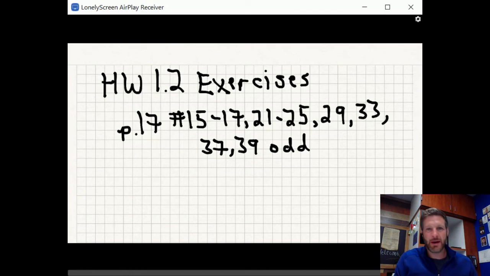We're going to do a smattering of these problems. The exercises for this assignment are page 17, 15 through 17, 21 through 25, 29, 33, 37, and 39, all odd, of course. I'm going to be doing 6 of these problems, so quite a few, but you can see some of them don't take a whole lot of time. So let's start with number 15, jump right into it.